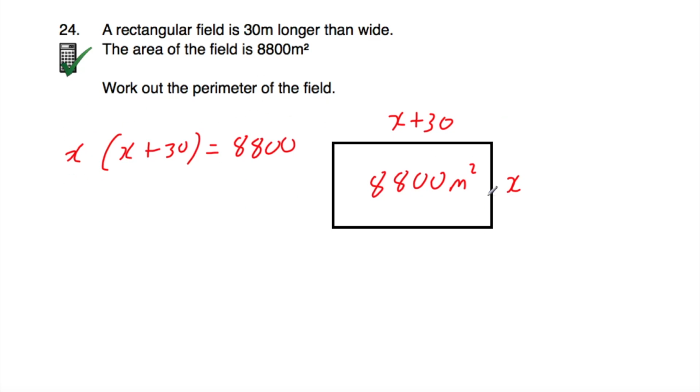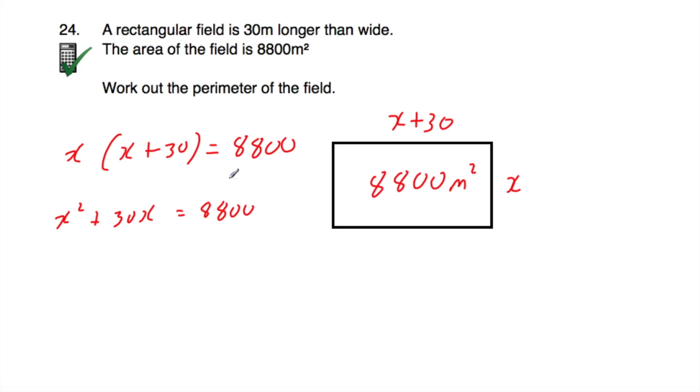And if we can find out what x is, we can find the width, we can then find the length, and then we can find the perimeter of the field. Okay, so let's expand our brackets. X times x is x squared, and x times 30 would be plus 30x, and that equals 8,800.